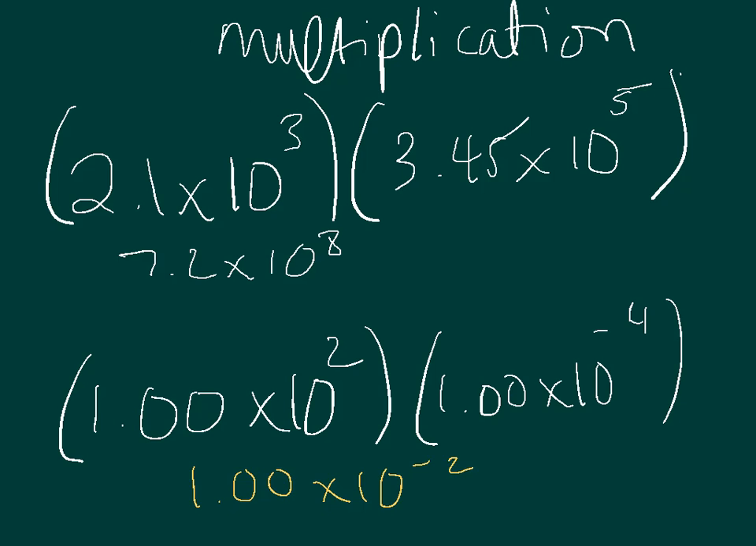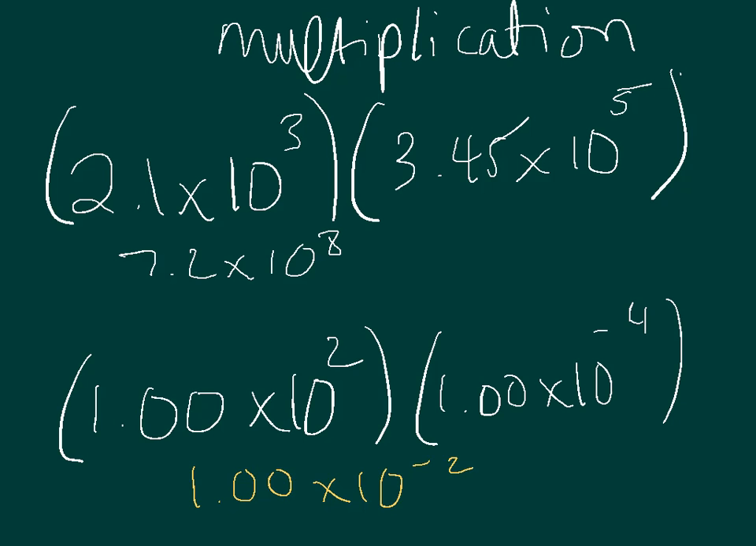Now I hope you realize that multiplying 1.00 and 1.00 with different exponents is multiplying two completely different numbers. So 1.00 times 10 to the second is the same thing as 100, and 1.00 times 10 to the negative 4 is the same thing as 0.0001. So you're multiplying 100 by 0.0001, so you're essentially getting a much smaller number.